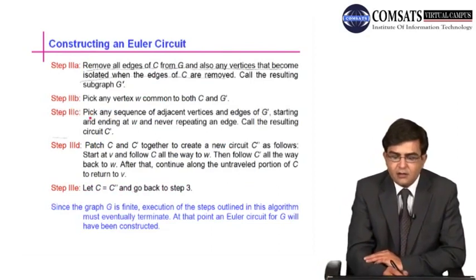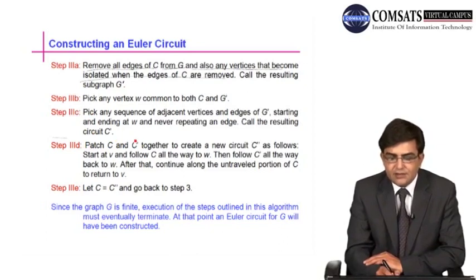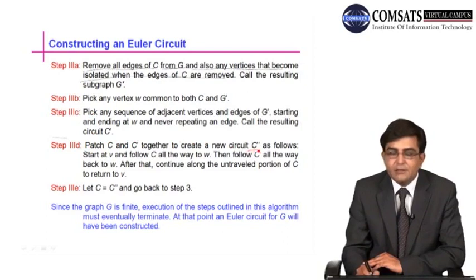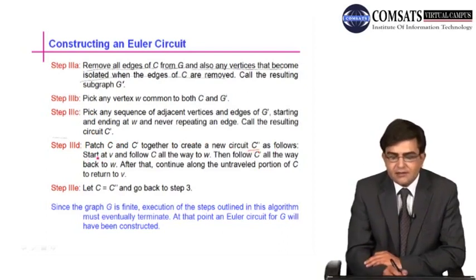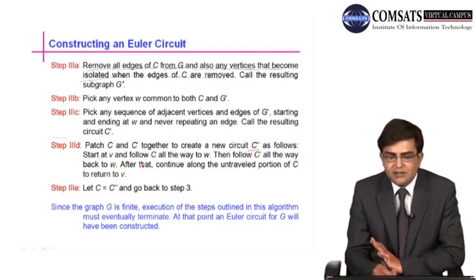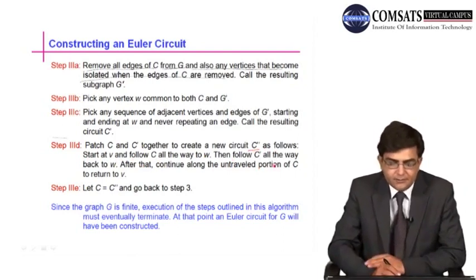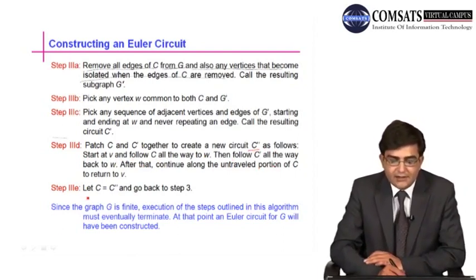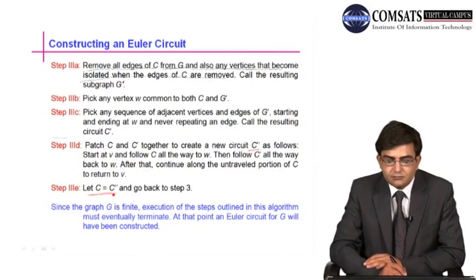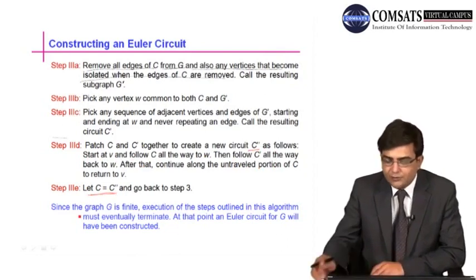Here we have to patch C dash into C, or patch C and C dash together to create a new circuit, call it C double dash, as follows. Start at V and follow the procedure which I have shown you. Now let C be equal to C double dash. And then go back to step 3.